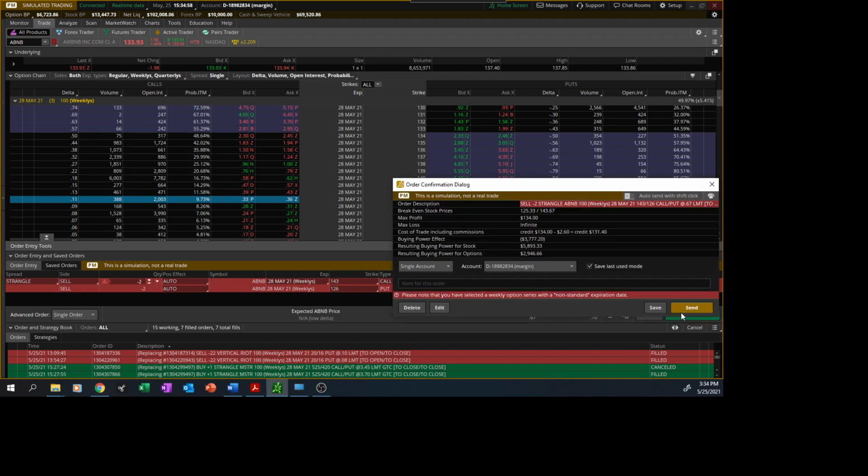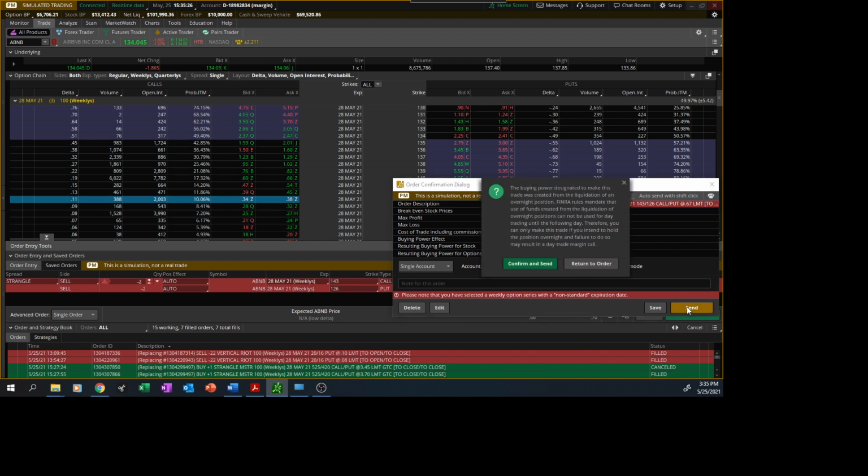And now watch, here's the total credit again after commissions. Look how the commissions doubled, right? It was 130 before, but we're doing twice as many contracts now, so it's 260. And if you were to divide this number by this new number, you would come up with that same 1.1% per day, 3.5% for the whole trade. So let's go ahead and say send.